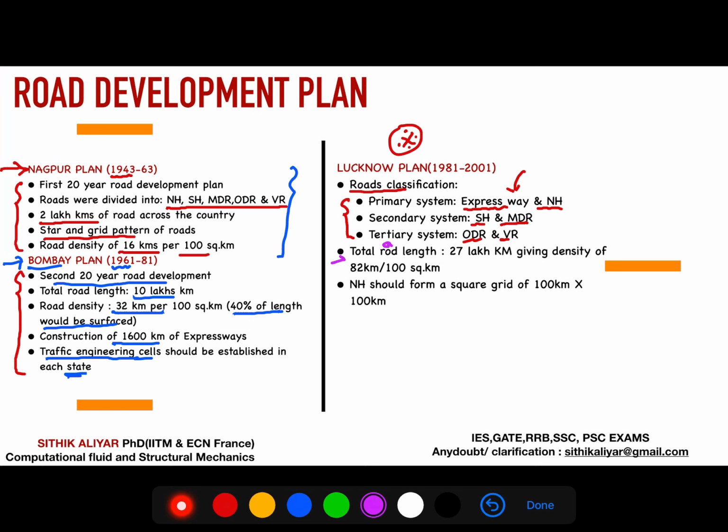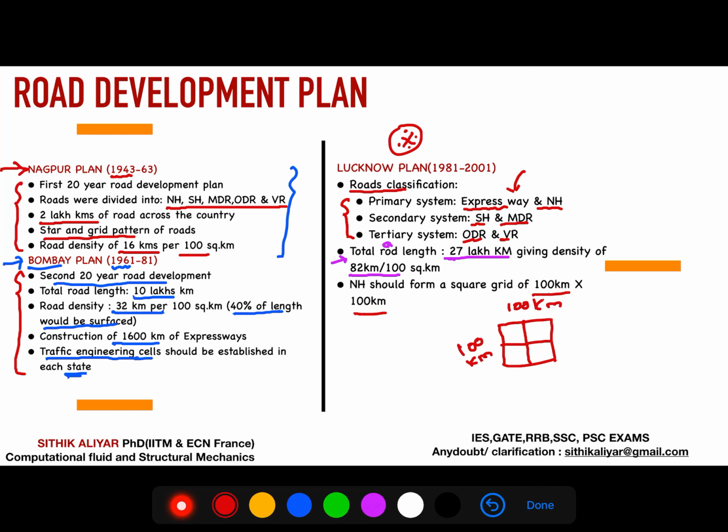Then their target improved to 27 lakh kilometers, and the density improved from 32, which was the target for the last 20 years, 1961 to 81. Now they decided on 82 kilometers per 100 square kilometers, and national highways should form a square grid of 100 kilometers by 100 kilometers. This is what they have planned. It should be something like this, a square grid of 100 kilometers by 100 kilometers.